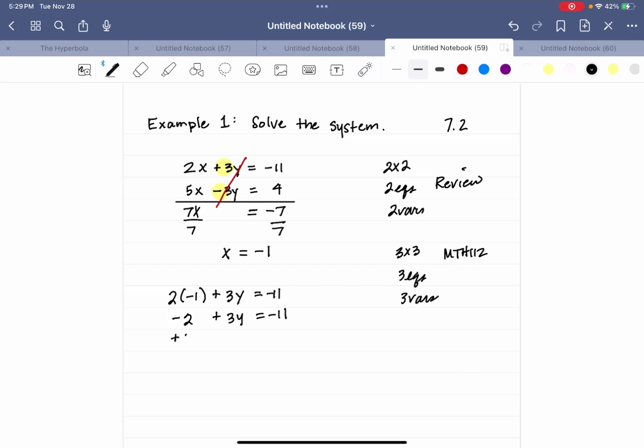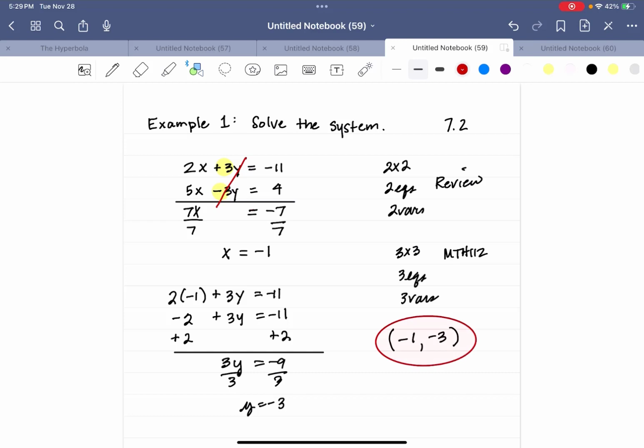And now I'm just going to solve this like any regular equation. And I get 3y is negative 9 divided by 3. Y is negative 3. Now the last thing I want to do is I want to write an ordered pair for my answer, but you might also want to check the point in both equations to make sure that that's the correct answer. So you would just substitute it in.